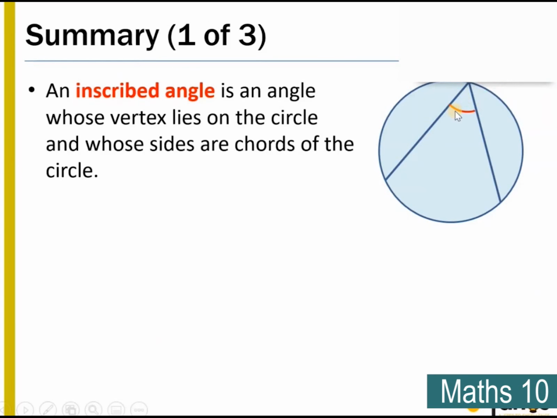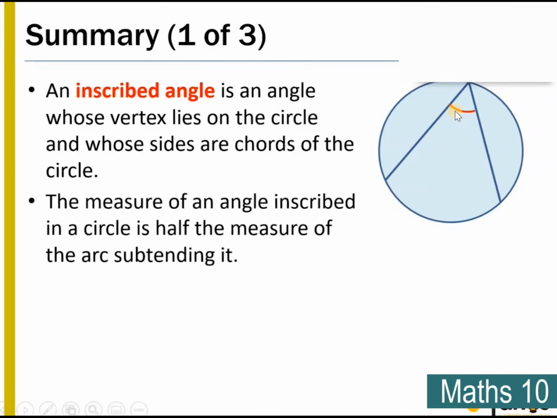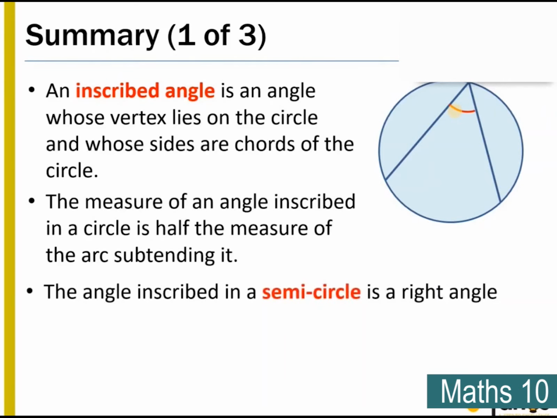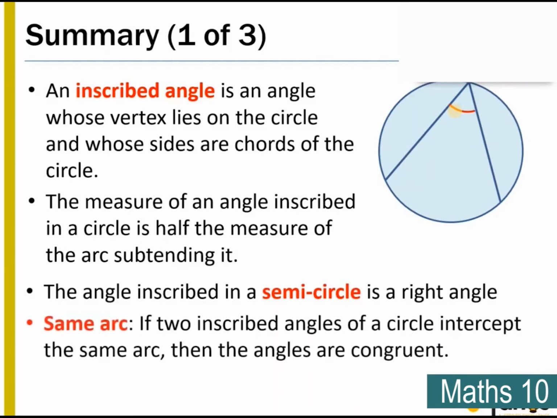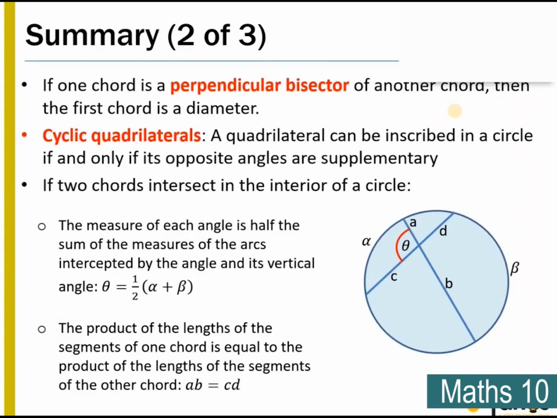An inscribed angle is an angle whose vertex lies on the circle and whose sides are chords of the circle, like this one here. The measure of an angle inscribed in a circle is half the measure of the arc subtending it. The angle inscribed in a semicircle is a right angle. Same arc: if two inscribed angles of a circle intercept the same arc, then the angles are congruent. If one chord is a perpendicular bisector of another chord, then the first chord is a diameter.